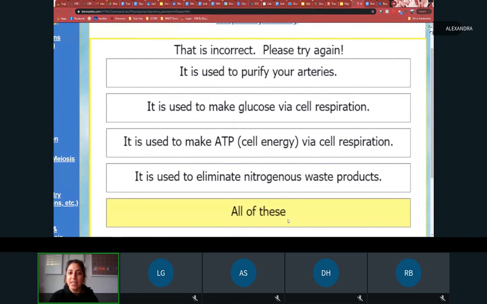So if it's not all of the reasons, is it to purify your arteries? Is it to make glucose via cell respiration? Is it to make ATP via cell respiration? Is it used to eliminate nitrogenous waste products? Remember, I've been telling you the whole reason we breathe in oxygen is for this one thing, for our body to make ATP. What else? Denny, Spencer, Logan, what do you think? Okay, good, Spencer. What about some others?